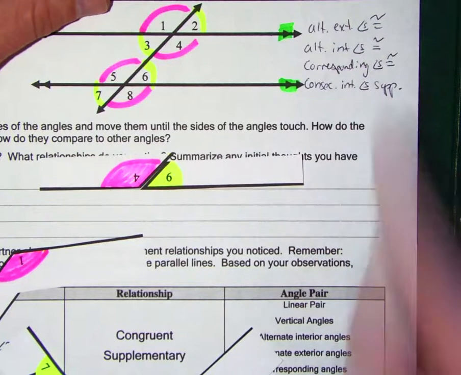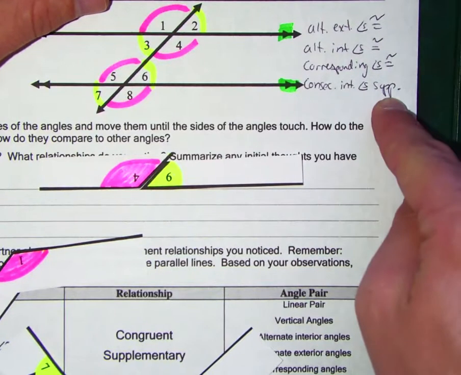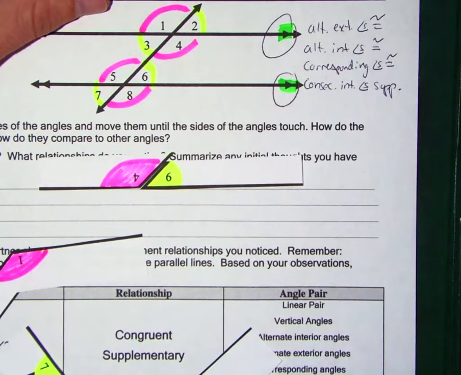So we looked at all 4 angle pairs, and 3 of them turn out to be congruent, and 1 of them turns out to be supplementary when the lines are parallel. That's the key.